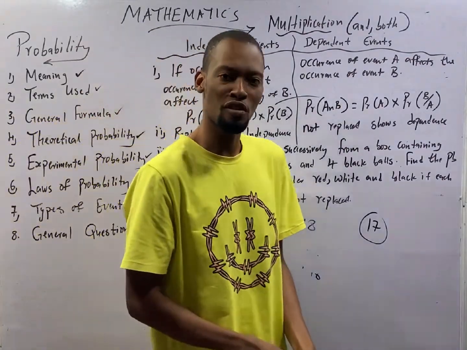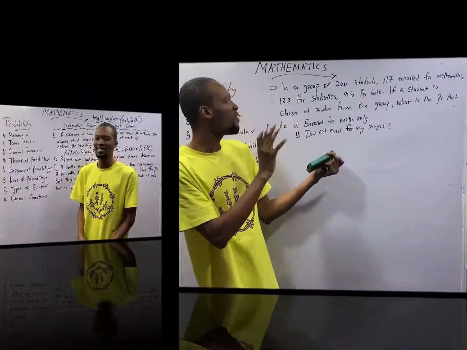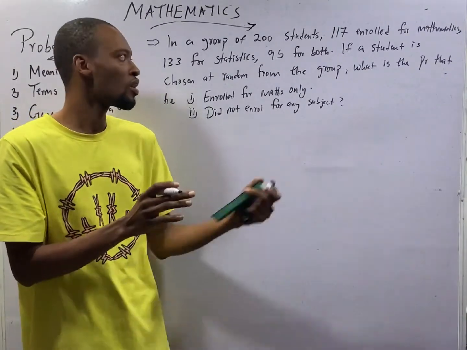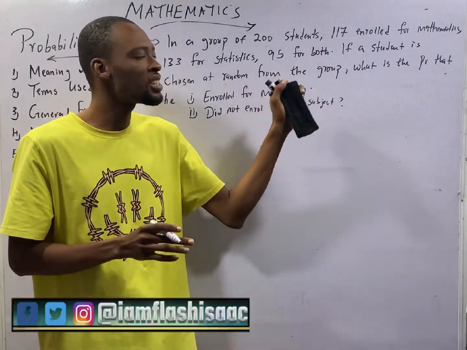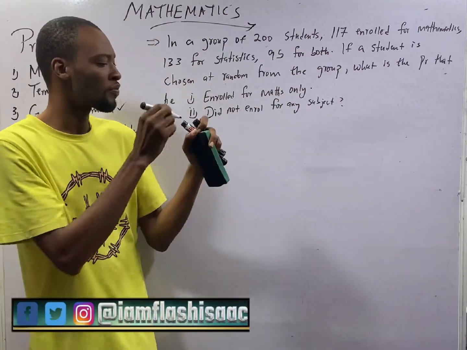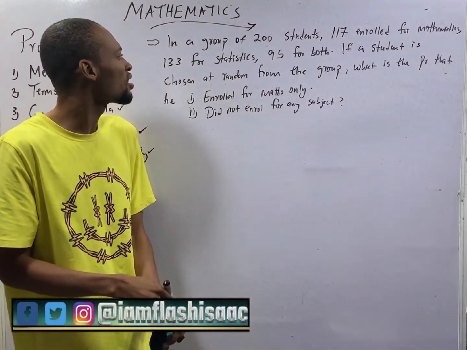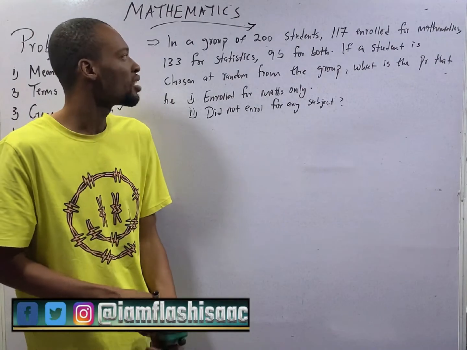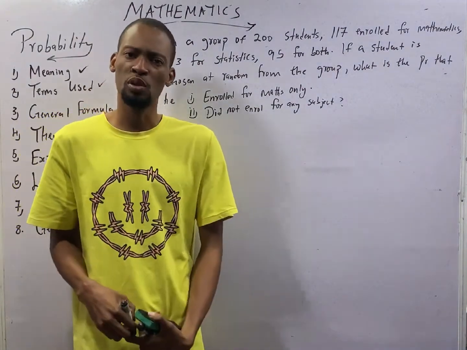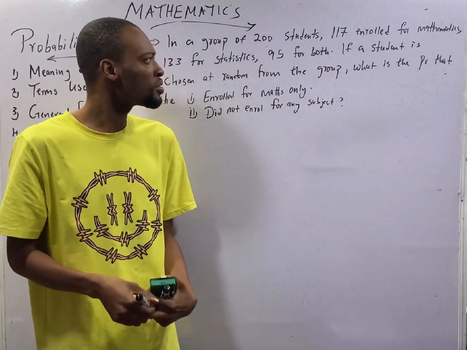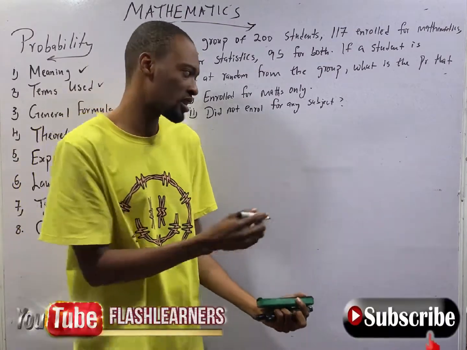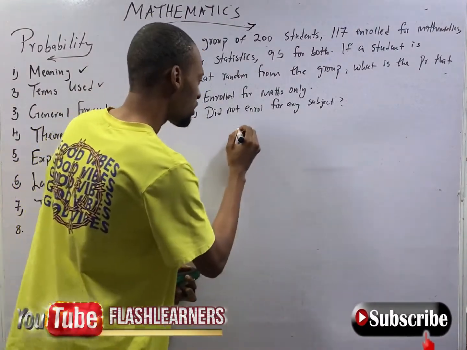Multiplication laws of probability. In a group of 200 students, 117 enrolled for mathematics, 133 for statistics, and 95 for both. This is a question involving 2 sets, which is something like this.